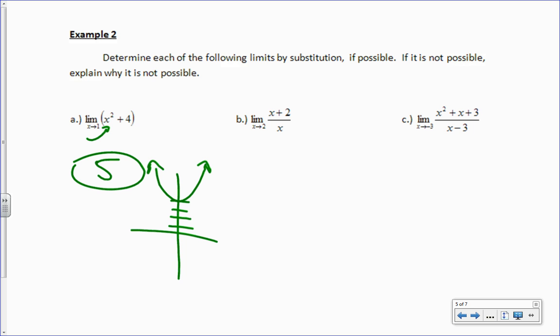So how about the limit as x approaches 1? From the right and from the left, is it approaching the same value? And does it seem as though it's approaching 5? Yes. So you see, sometimes substitution is easy if it's continuous.